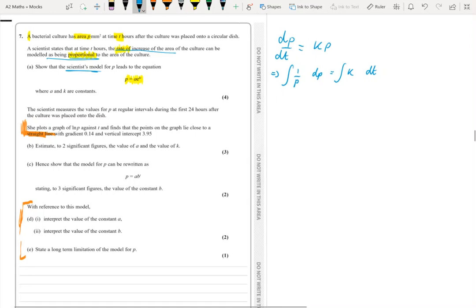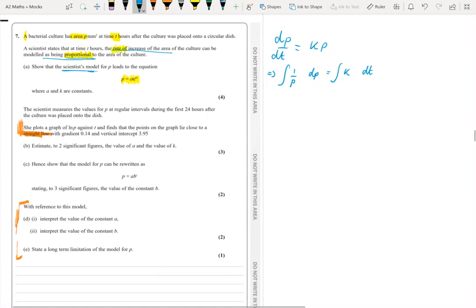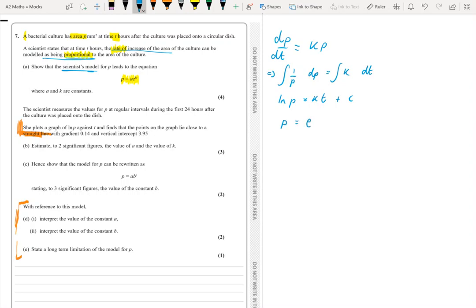We integrate both sides. 1 over p integrates to ln p. K is just a number, so that will just integrate to k times t. But we need a plus c on one side or the other. I'm putting it on the right. We're aiming for p equals, so we've got ln p, so we need to take e to the power of both sides. P on the left equals e to the kt plus c on the right.